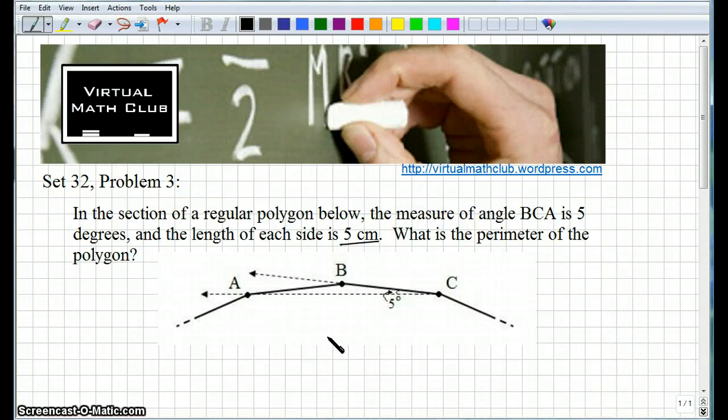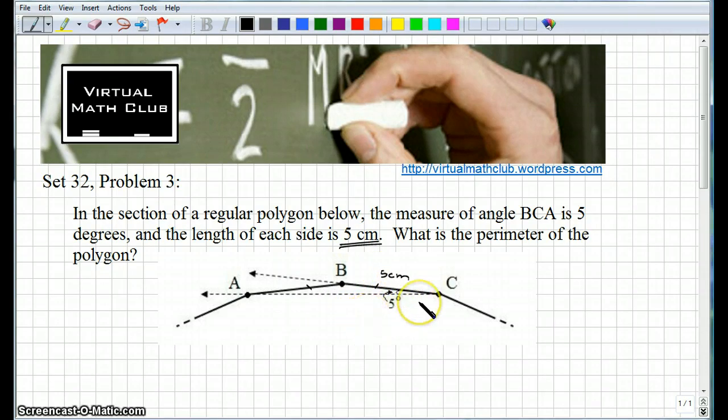Problem number 3. In the section of a regular polygon shown below, the measure of angle BCA is 5 degrees, and the length of each side is 5 centimeters. What is the perimeter of the polygon? Alright, well, if this is a regular polygon, then this side is equal to this side, which are both equal to 5 centimeters, and we're told that.